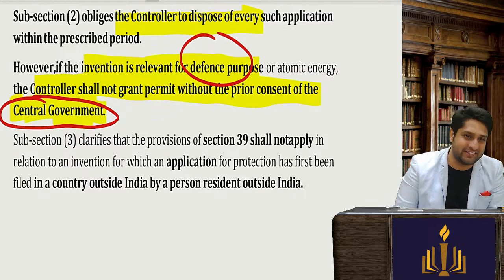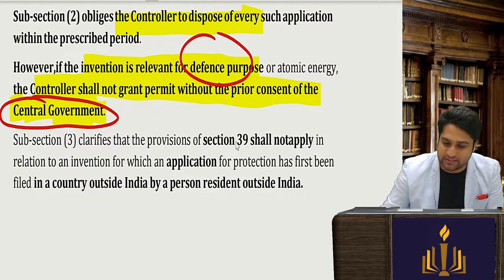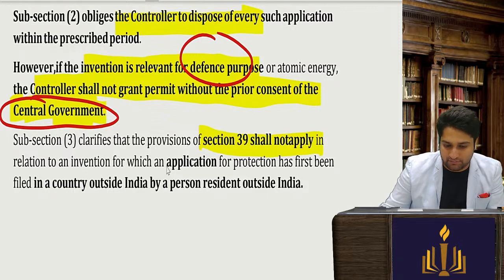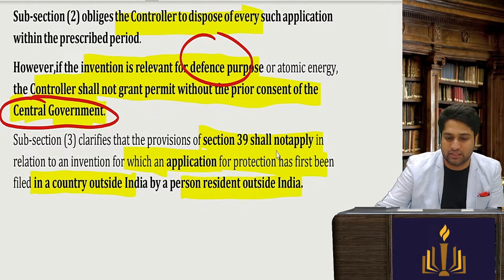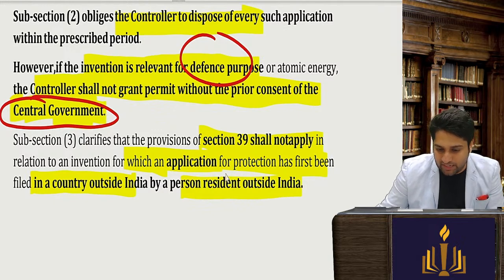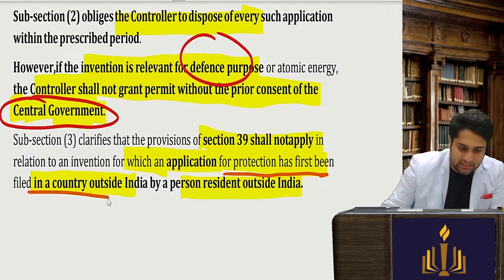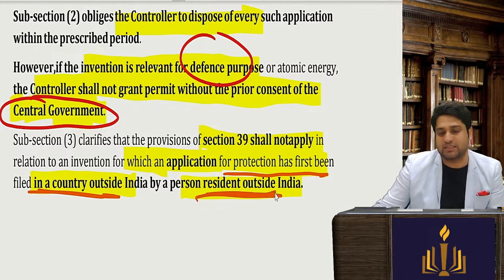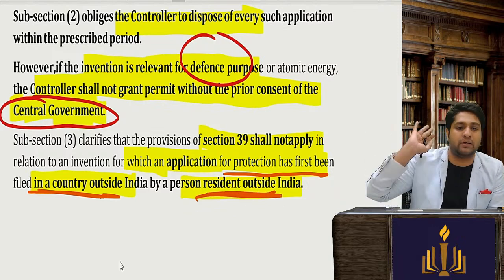Clearly they have said residents. So here the third point is also saying that section 39 shall not apply in relation to an invention for which an application for protection has first been made in a country outside India by a person resident outside India. Now imagine if the application has first been made outside India by a person resident outside India, this section will not apply only.